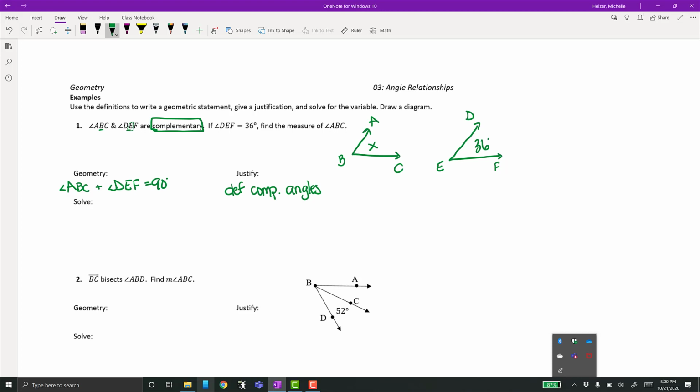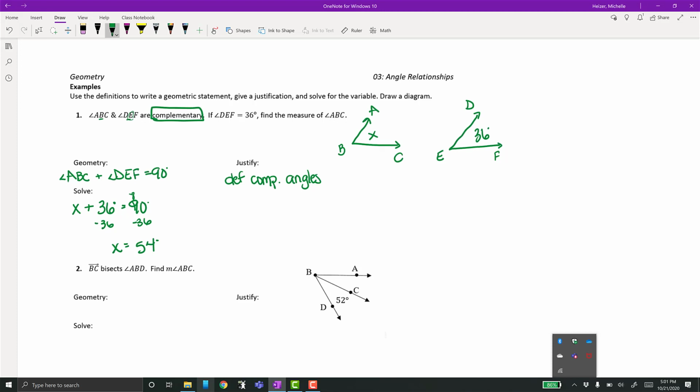And now we're going to solve. So instead of ABC, we're going to plug in X because that's the measure of ABC. And DEF is 36 degrees. So 90 is still on the right. And I can solve simply by subtracting 36 on each side. 54 degrees. And that's all we need to do. But all of these problems are going to use a different example, and they're all going to use a different definition. So make sure you're looking for those definition words.